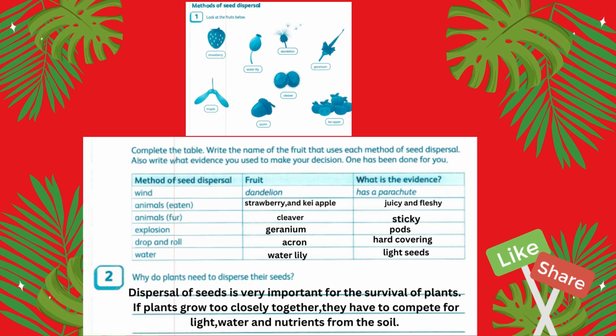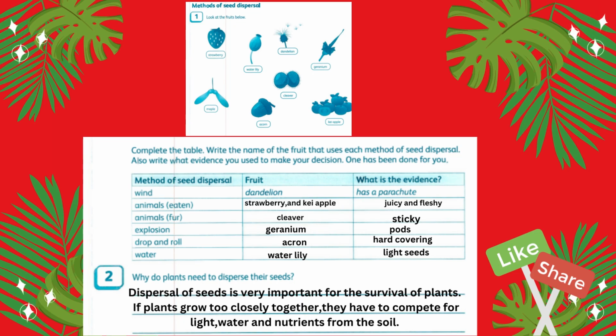Just look at it: animal eaten, strawberry and key apple, juicy and fleshy; fir, cleavers, sticky; geranium, pods; acorn, hard covering; water lily, light seeds.